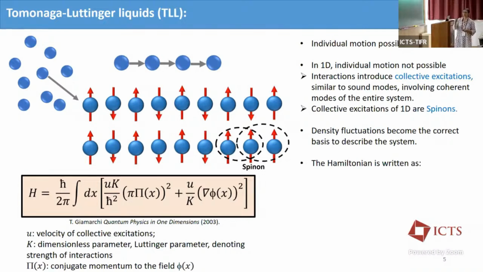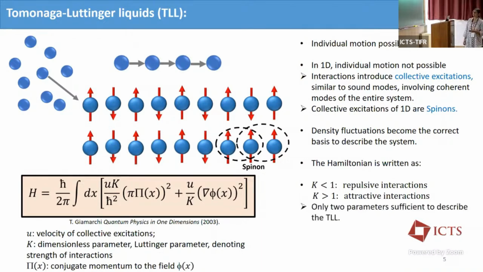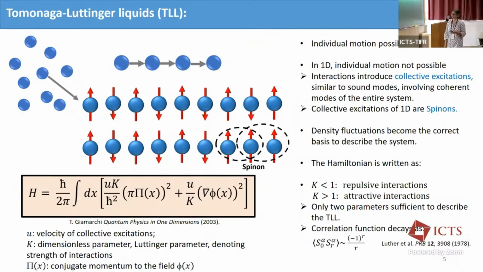To our knowledge, the calculation of u and K has never been done before in any one-dimensional system, precisely because of the lack of experimental systems where you have such a realization of the theory. Theory also says that if K is less than 1, then the interactions are repulsive in nature, whereas if K is greater than 1, then they are attractive. So only these 2 parameters, the spinon velocity u and the Luttinger parameter K, are sufficient to describe the Tomonaga-Luttinger liquid. The correlation functions decay algebraically as minus 1 raised to r, divided by r. This was done by Luther in 1978.